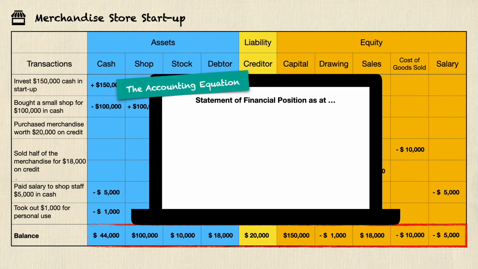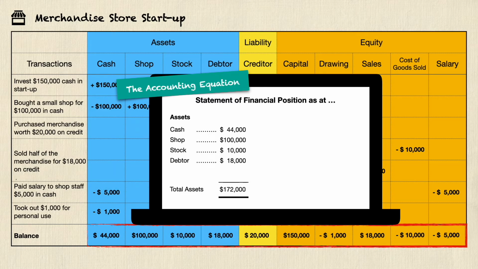Following the accounting equation, we will start off with listing all the assets of the business. First, we have cash amounting to $44,000. This is followed by shop amounting to $100,000. Then we have stock of $10,000. And finally, debtors of $18,000. This will give us a total asset of $172,000.